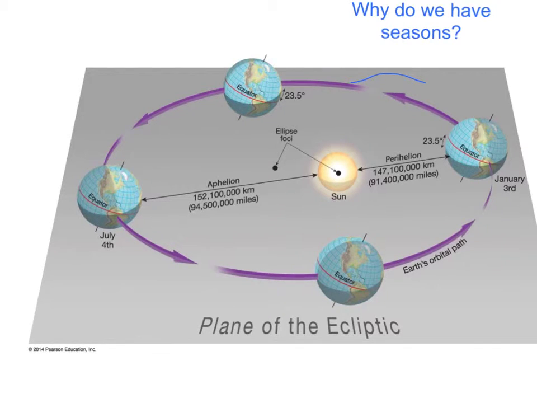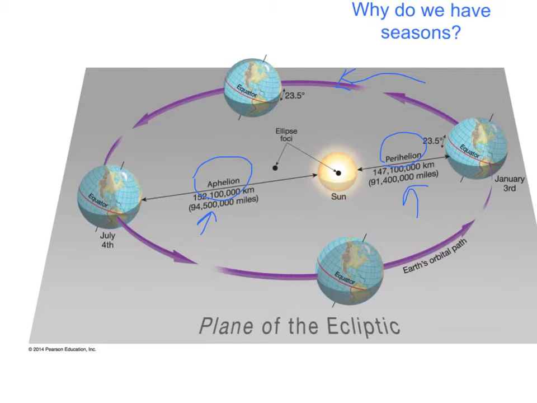And because it is elliptical, during different times of the year we are closer or farther away from the sun. The aphelion and the perihelion are two names that designate being farther away or closer to the sun, right? So you can see with the aphelion, that's when we're farther away, and perihelion is when we're closer.